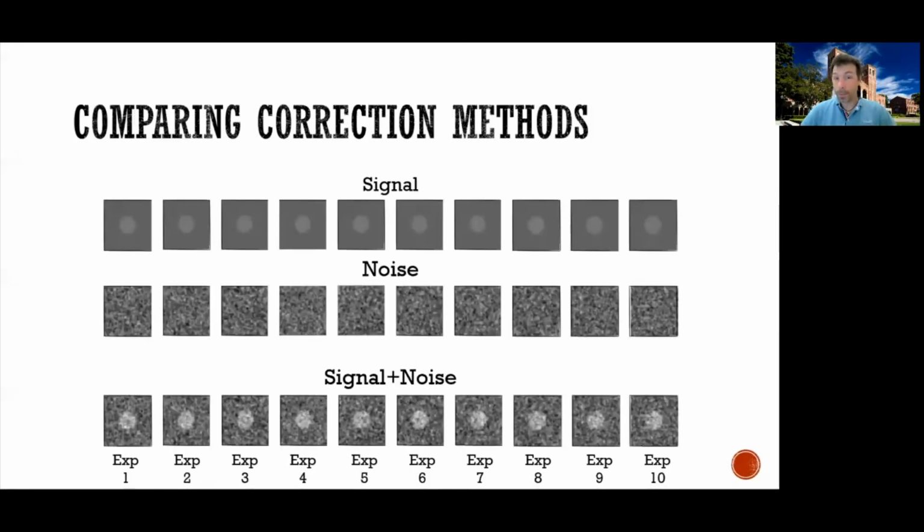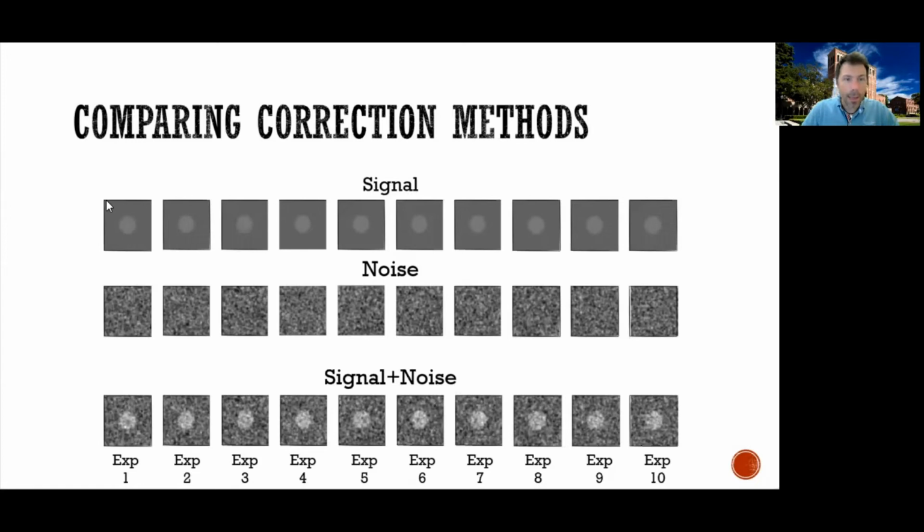So now let's use some simulations to compare how these different approaches perform. If you've never used simulations, here's what we're going to do. We're going to conduct 10 different experiments. Each column here is an experiment, and here's how we generate the data. First, we set the signal.